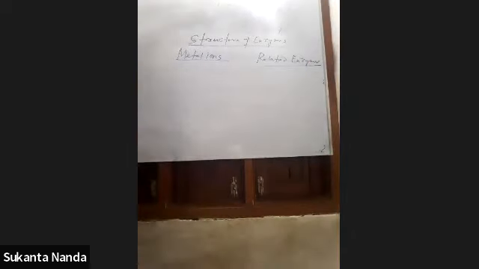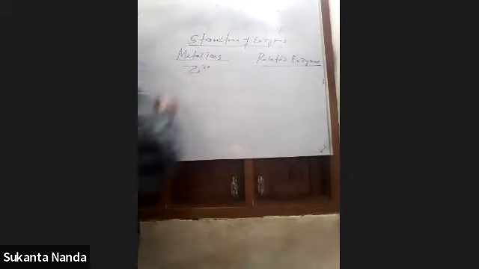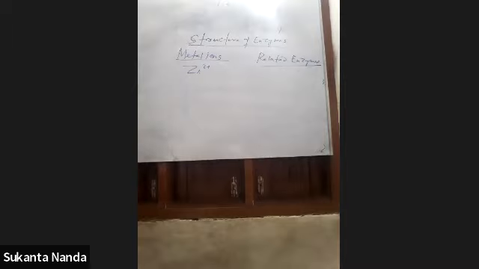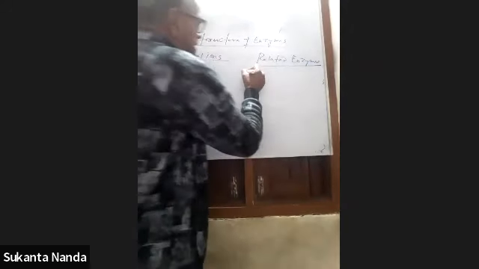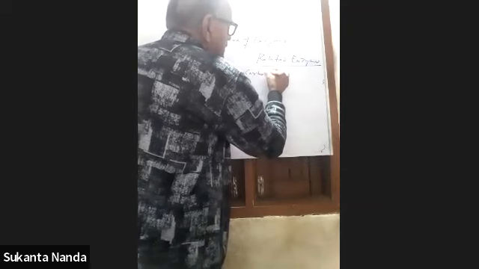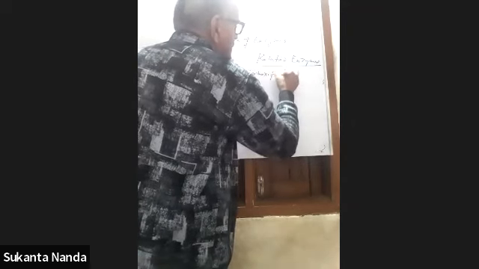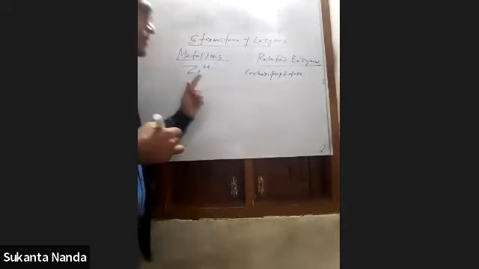Enzymes. Okay, related enzymes. Metal ions. First of all, we'll have to know about zinc, that is Zn2+. Zinc has been given in your NCERT book. Which enzymes depend upon zinc? Carboxypeptidase. That is carboxypeptidase.